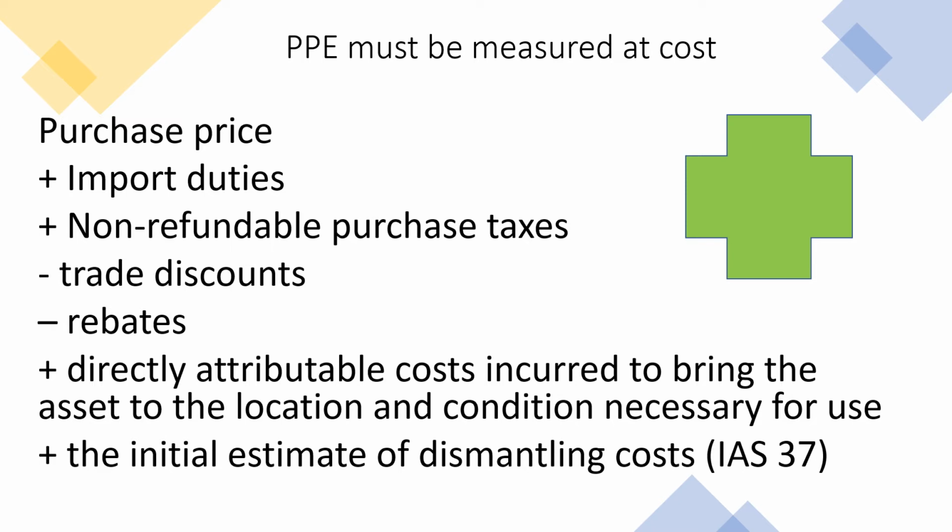Property, plant and equipment must be measured at cost price. Our cost price includes the following things: the purchase price, any import duties, and any non-refundable purchase tax. We will then subtract any trade discounts or any rebates that we were given. We'll also add any directly attributable costs that we had to have in order to bring the asset to where and how we need it for use. We will also add the initial estimate of any dismantling and removal costs in terms of IAS 37.